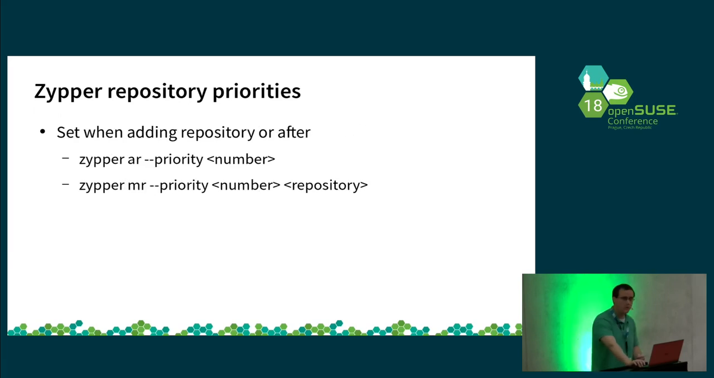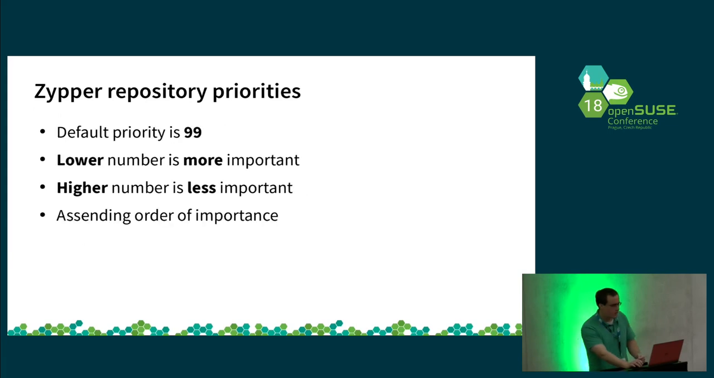So how do you use Zypper repository priorities? You can either set them when you add a repository, as in the example there, or you can modify them after the fact. In case you're not familiar, the default priority is 99. Lower is more important, higher is less important. So a 1 would always win over a 99. It's an ascending order of importance.